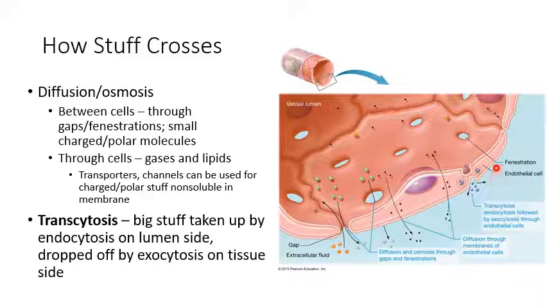So here you have a diagram of that. Here you have some small molecules, maybe gases or some lipids, diffusing through the cell. Here you have charged things going through a hole in the cell by diffusion. Some more charged or polar things are traveling through the gap between the cells by diffusion. Water would also be crossing mostly through these holes or between the cells by diffusion, since water is a polar molecule. And then here you have your transcytosis for the large molecules, where they're being taken up by endocytosis on one side, wrapped in a vesicle. Then on the other side, they do exocytosis, and the vesicle fuses with the membrane, and the stuff is released.